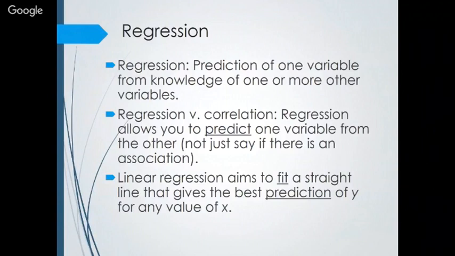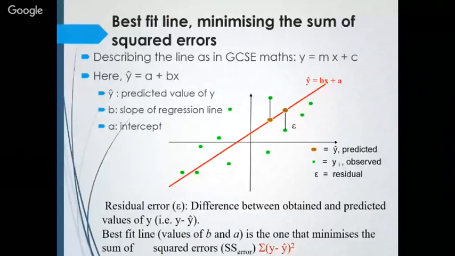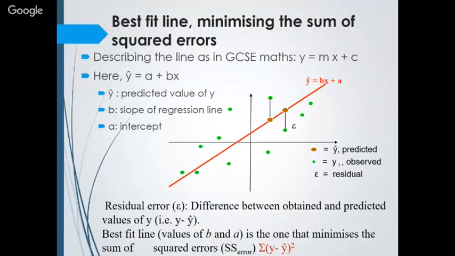So, the best fit line. This is the regression line, called the best fit line, which minimizes the sum of squared errors. Here we have to minimize the sum of squares of errors. The general equation is y cap equals a plus bx. Y cap means the predicted value of y. A is a constant and b is the slope of the line, and x is the other variable. X and y are two correlated variables.